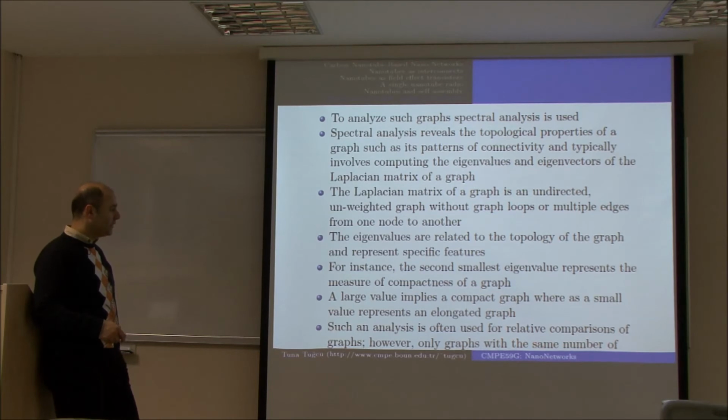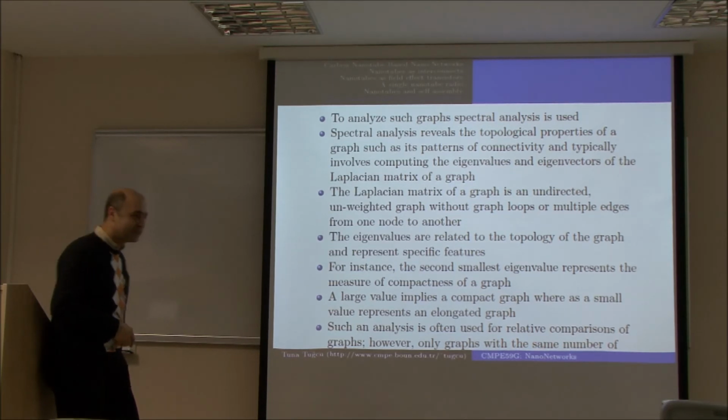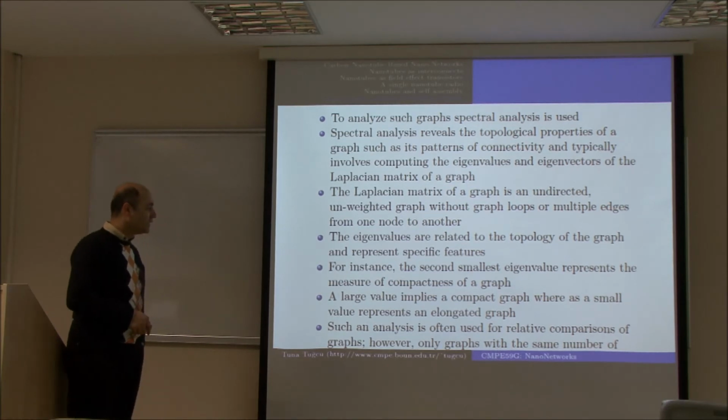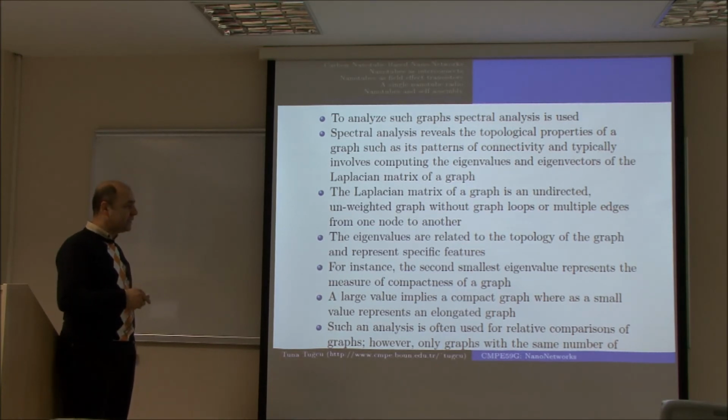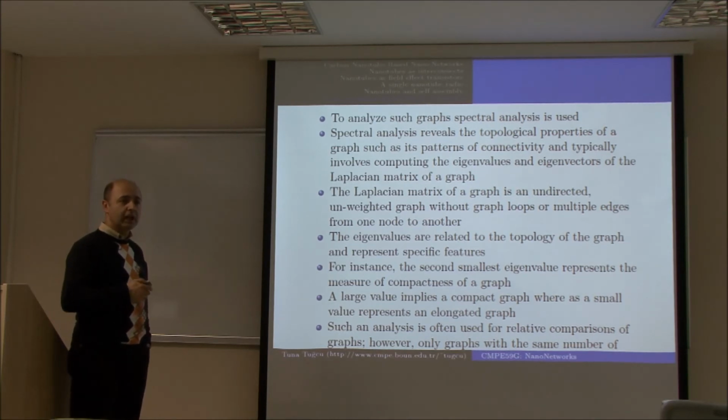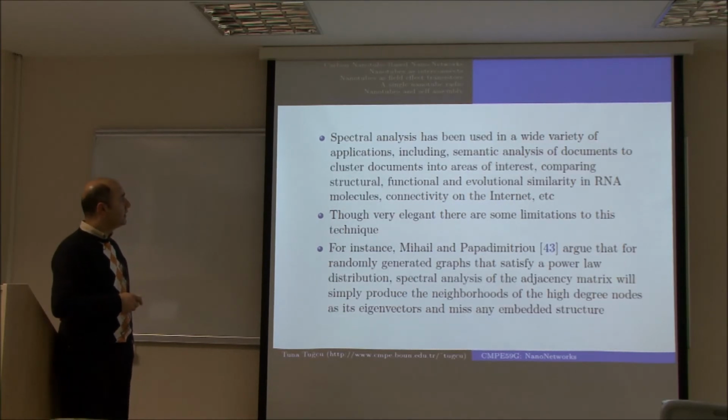However, only graphs with the same number of, the line here is missing. I should fix that. I forgot that. The spectral analysis is typically used for comparing how compact the graphs are.